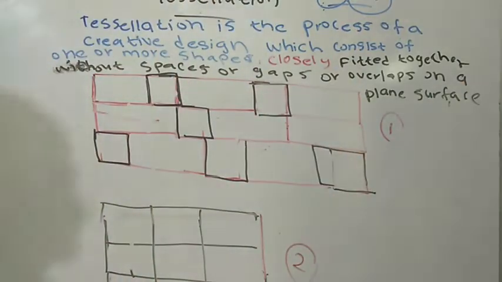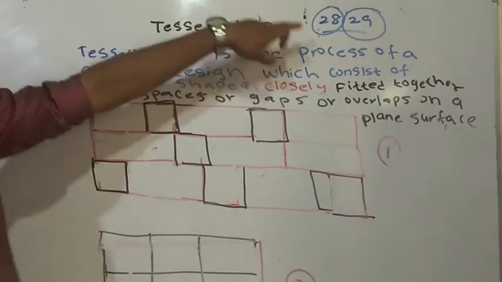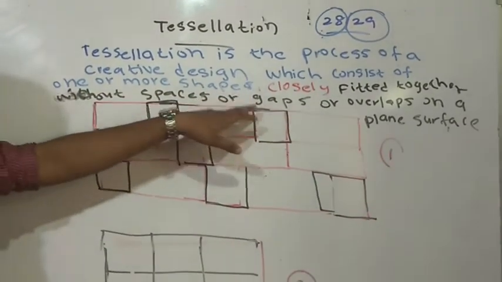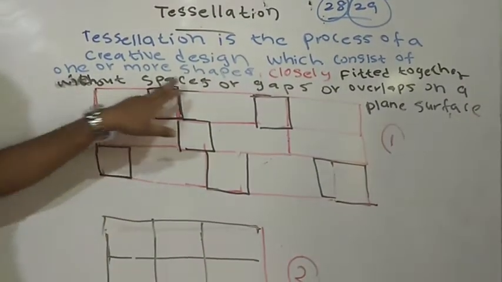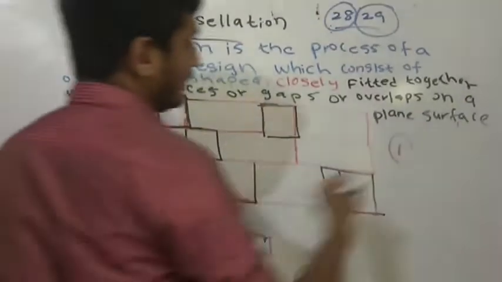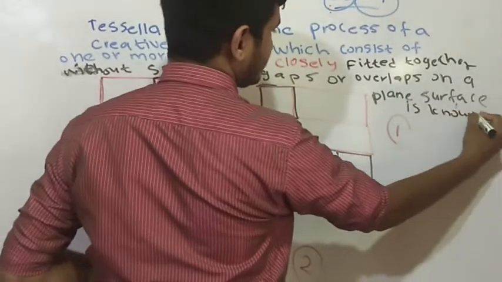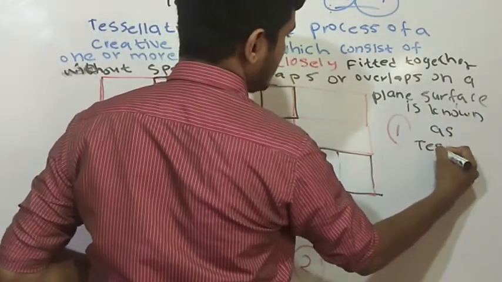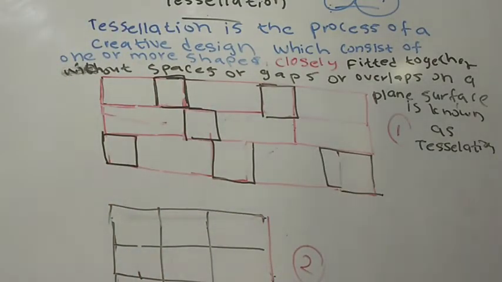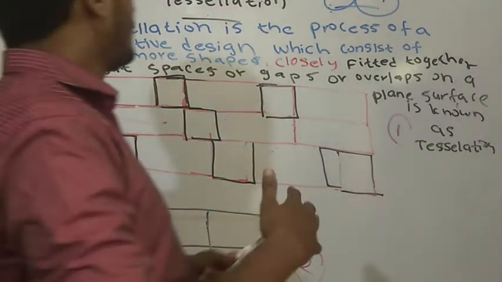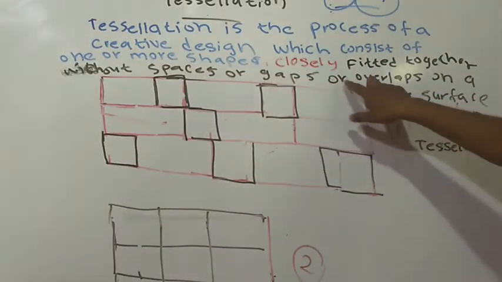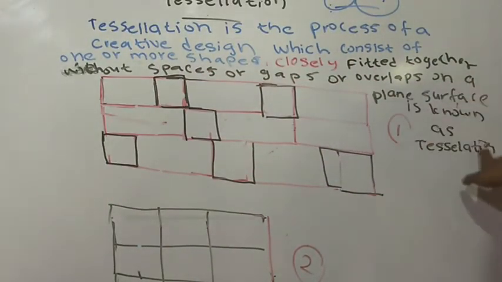I will tell the idea again. Tessellation is the process of a creative design, write it fast, which consists of one or more shapes closely fitted together without spaces or gaps or overlaps on a plane surface is known as tessellation.